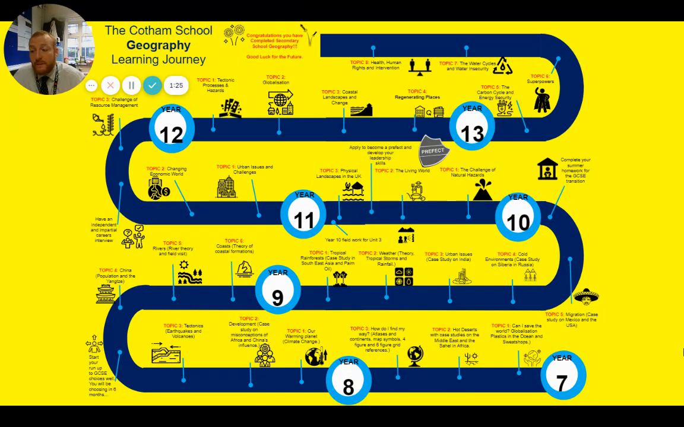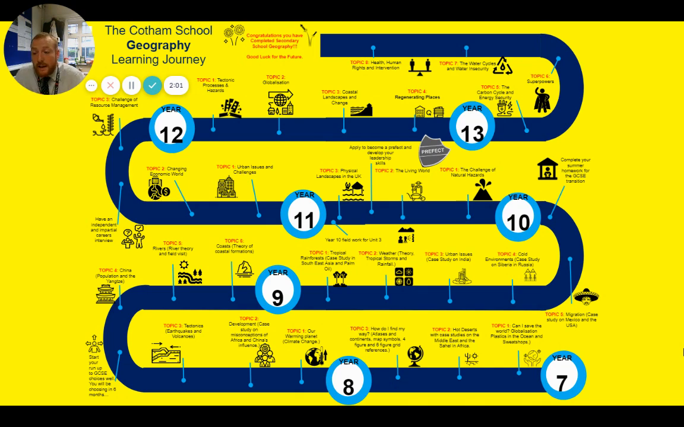Within Year 8, we have a look at 6 distinct topics. Topic 5 and 6 are sort of linked together. Topic 1 is Our Warming Planet, focusing on climate change. Topic 2 is a development case study on misconceptions on Africa and China. Topic 3 focuses on tectonics, such as earthquakes and volcanoes. Topic 4, we have a look at China and population, as well as the Yangtze River. The Yangtze River case study links into topic number 5, which is rivers, river theory, and usually a field visit to look at rivers. And topic 6 follows on from topic 5, and we have a look at coasts, particularly the theory of coastal formations.